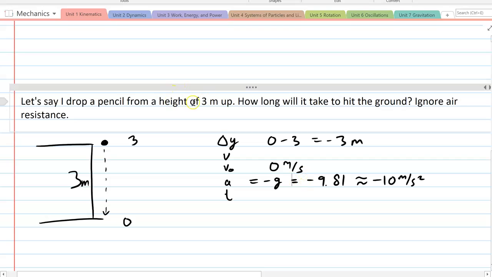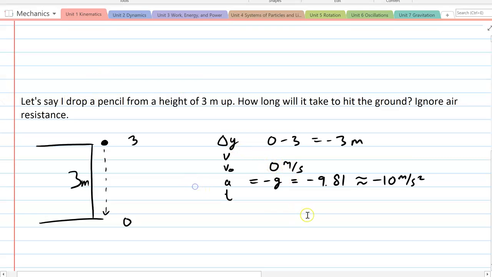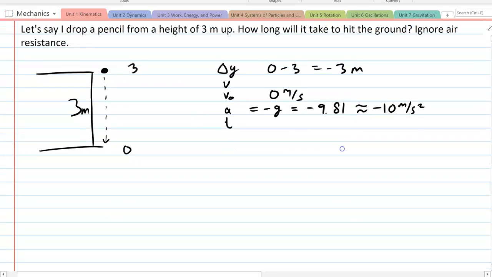So even with this simple statement, we're only given one piece, but these two pieces of information are usually implied because I dropped it. I didn't throw it, I dropped it. And the acceleration is usually always implied, that you know this is a thing. So let's go ahead and solve this. The equation I want to use is probably this one.